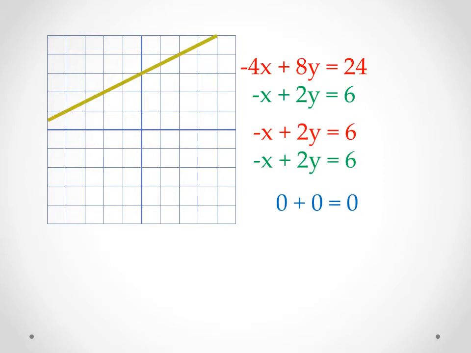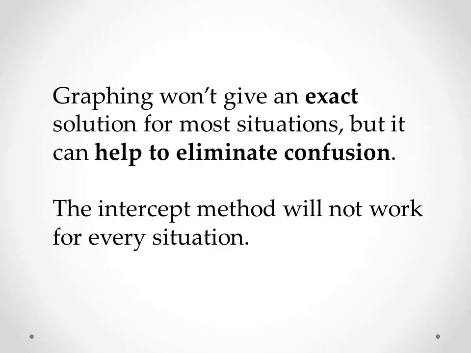Now, if we have two different formulas, but we look at it and we say, gee, the top one, if I divide that by 4, I end up with the same as the bottom one. The lines coincide with each other. We end up with 0 plus 0 is equal to 0 when we subtract the bottom equation from the top equation. And that is true. 0 is equal to 0. And at any x value for one of those lines, it's going to have the same y value because they are the same. Graphing won't give the exact solution in most situations, but it can help eliminate confusion.